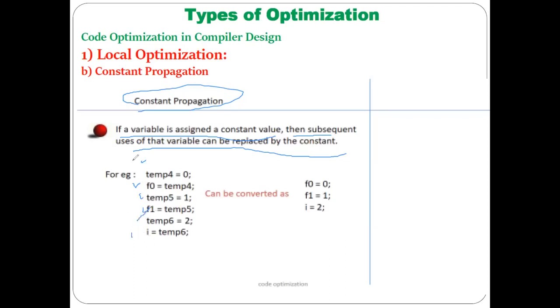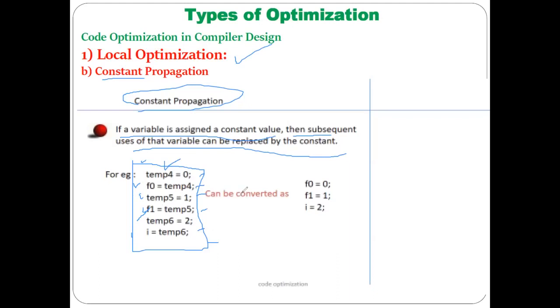Now, can you call this as only a single basic block? Yes, this is a single basic block. There is no jumping instruction. All these instructions will get executed sequentially. So this is a single basic block. If the optimization is performed within the single basic block only, then that is considered as a local optimization. Understood? That is the reason this constant propagation technique comes under the category of local optimization.